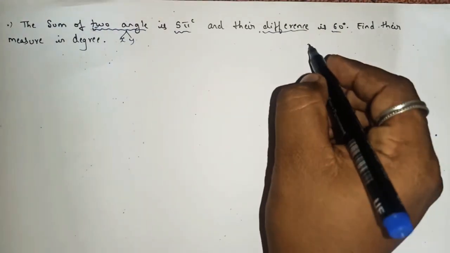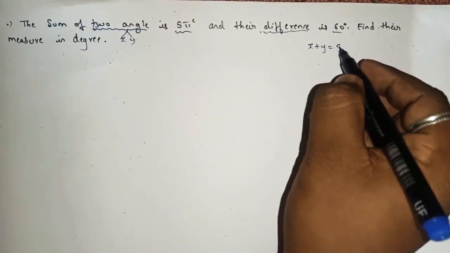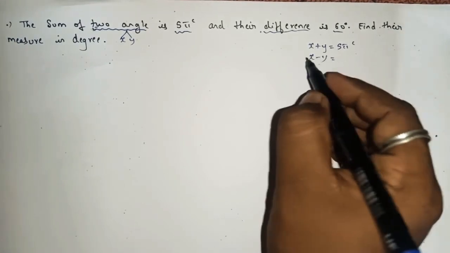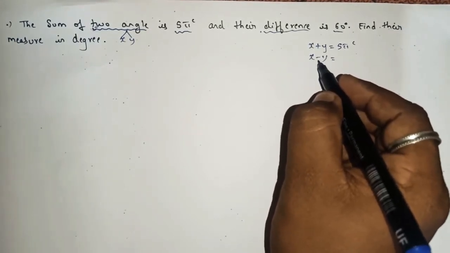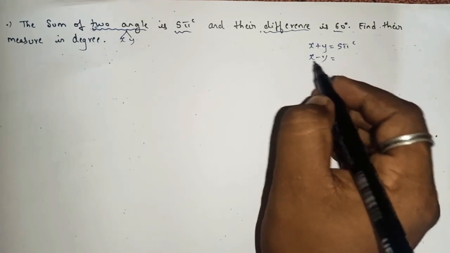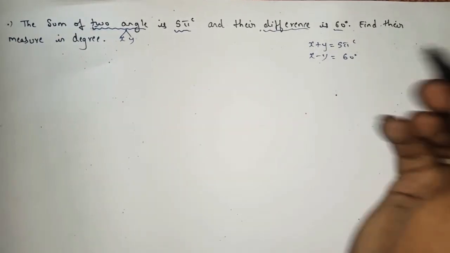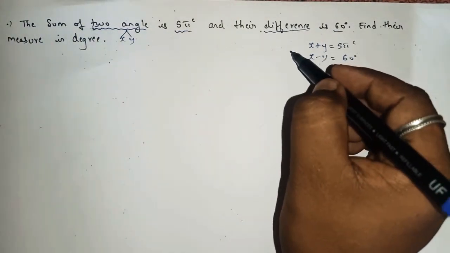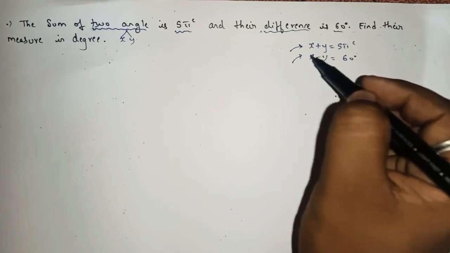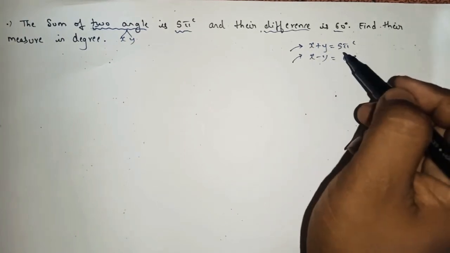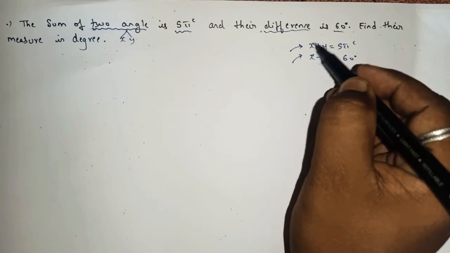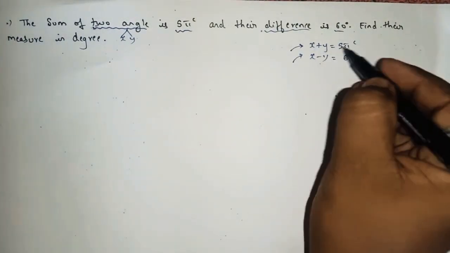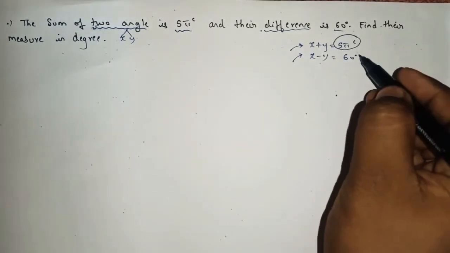So sum will be x plus y equals 5 pi radian, and difference means minus. Sum means plus, and difference is 60 degree. So after reading this question, we come to the conclusion that here we got two linear equations. Why is it a linear equation? Clearly we can see that the power of the variable is 1. But here one equation is in radian and one equation is in degree.